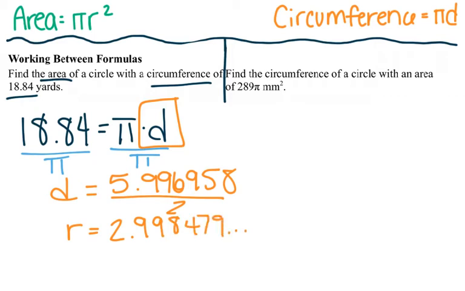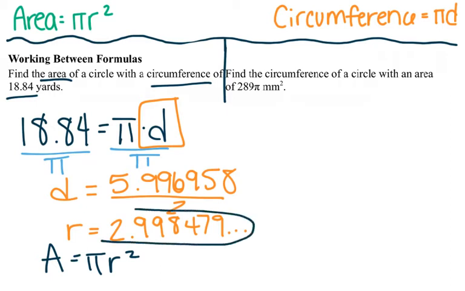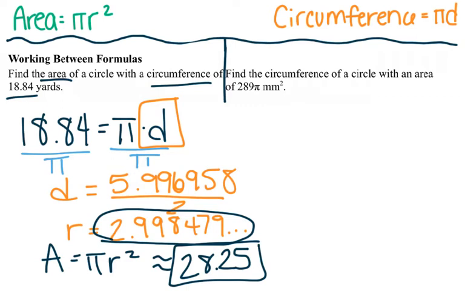Okay. So now, if I know that my area formula is pi times r squared, I can replace r with that number, square it, and times it by pi, and I'll have what my area is. I'll get approximately 28.25. So if you have a little bit different, that might be because you rounded a little bit different than I did. I just don't round until the very end, so my answer is a little more accurate.